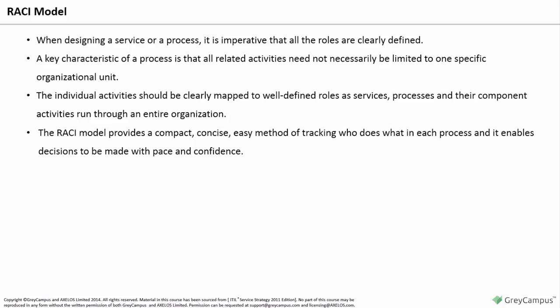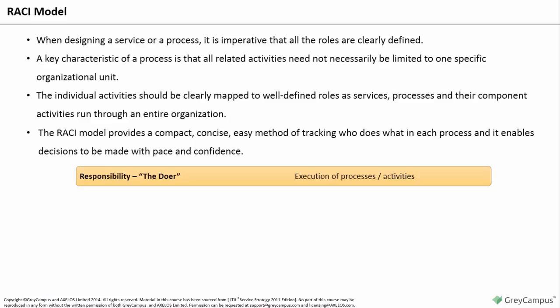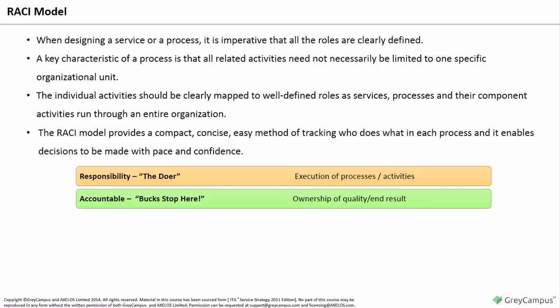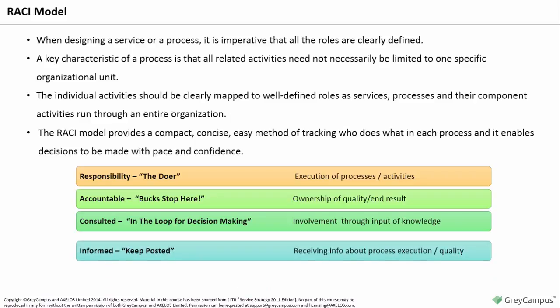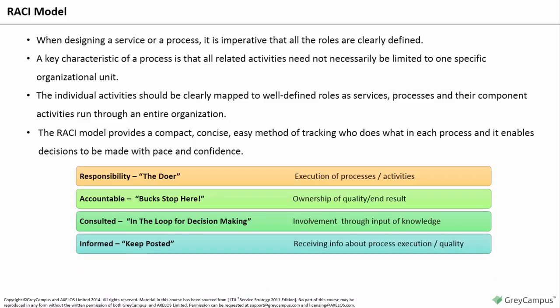RACI is an acronym for the four main roles. Responsible: the person or people responsible for correct execution, for getting the job done. Accountable: the person who has ownership of quality and the end result. Only one person can be accountable for each task. Consulted: the people whose opinions are sought. They have involvement through input of knowledge and information. Informed: the people who are kept up to date on progress. They receive information about process, execution, and quality.